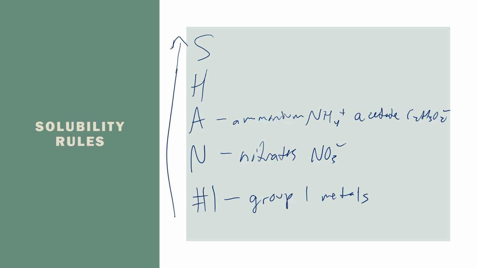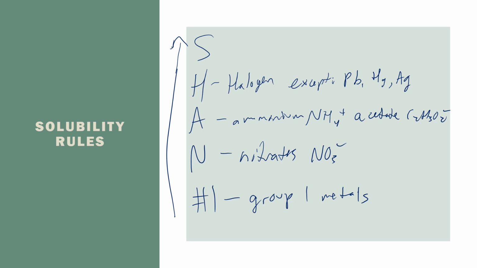The fourth rule is halogens, those group 7 elements, fluorine, chlorine, bromine, iodine. If it has a halogen in it, it will dissolve in water, except if that halogen is paired with lead, mercury, or silver. So for example, if you have silver chloride, that will not dissolve because it's an exception. But if you have magnesium chloride, it will dissolve.